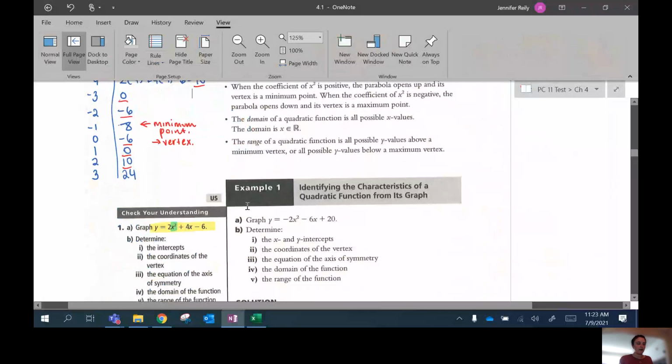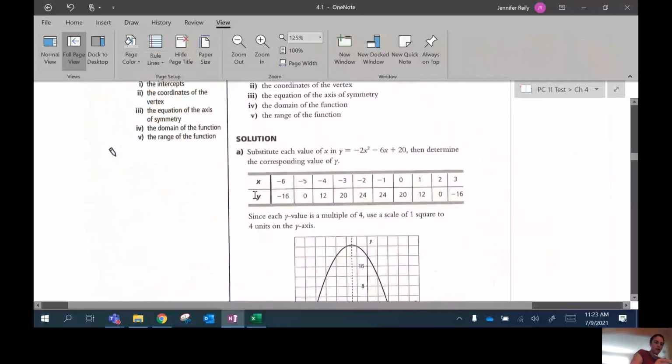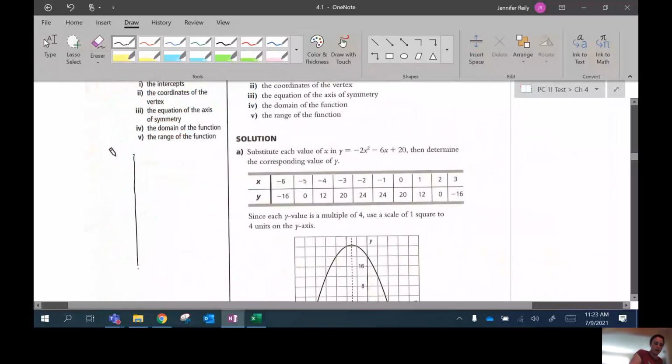They don't give you a set of an XY axis here, which I think is unfortunate, but we have to do our best to be nice and neat. So I'm going to usually just go by ones for the x values. I'll go 1, 2, 3, 4. 1, 2, 3, 4.